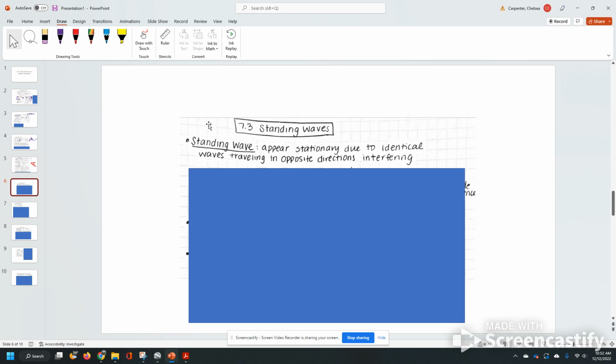So this can be due to, if we have a string, you have a wave and it bounces and then reflects, and it's going to make this shape, and if you move it fast enough, it's going to look like it's just kind of one continuous wave.